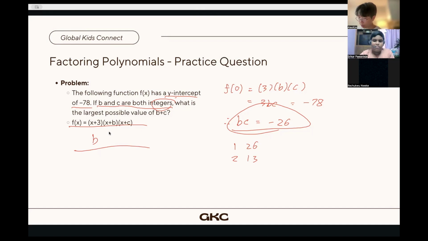So if we have a table of values of b and c: if b was positive 1, c will be negative 26. If b was positive 2, c will be negative 13. Again, if b was 13, then c will be negative 2. If b was positive 26, c will be negative 1. And then the other way around is also true. If every value of b was negative and every value of c was positive, that would also be a correct solution. And so from here, we have to find what is the largest possible value. I'll also write down the continuation as such: it would also be negative for all of b and then positive for all of c.